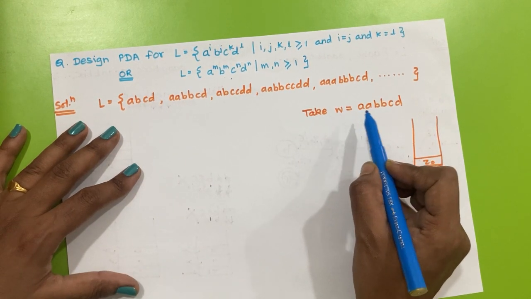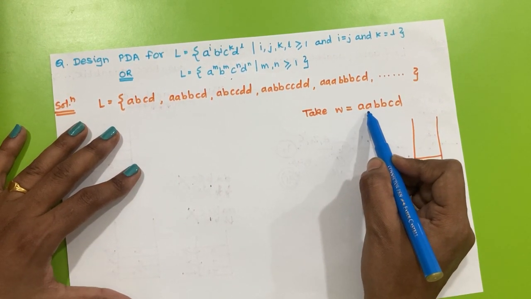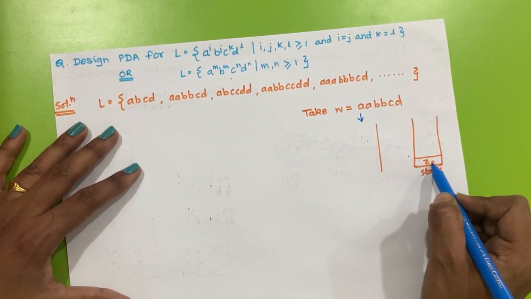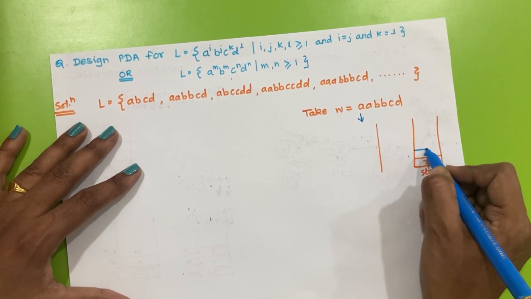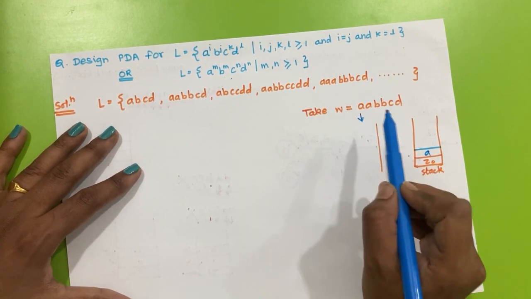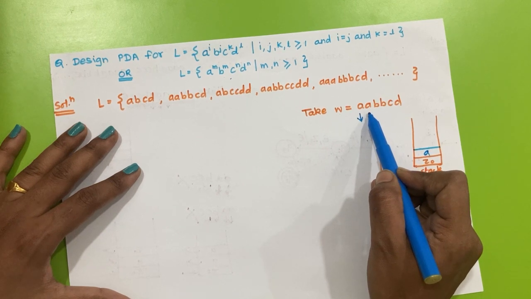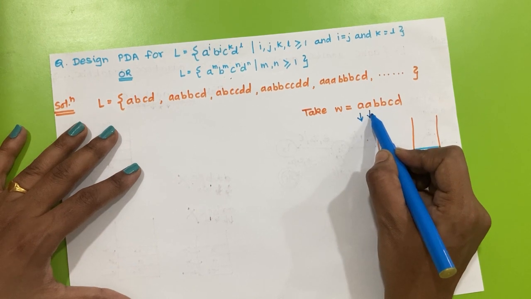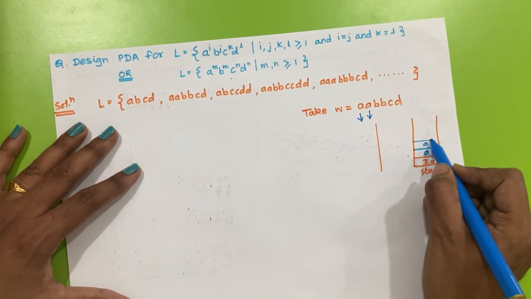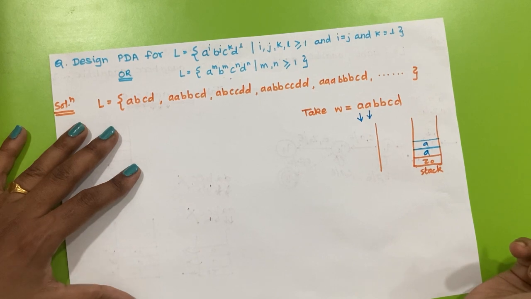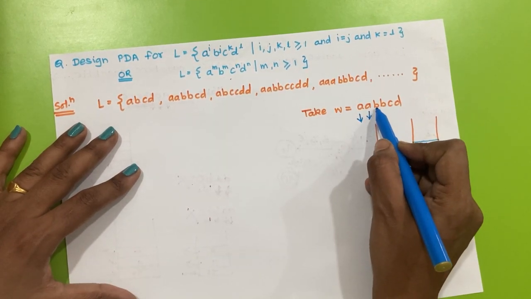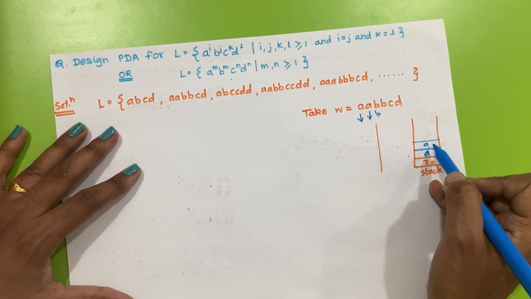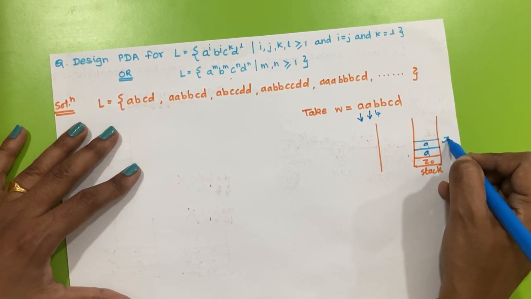Here I will push all A's onto stack. For first A, top of stack will be Z0, then A will get pushed onto stack. Now when we are reading input symbol A again, at that time top of stack is A. So this will also get pushed onto stack. Now our stack contains double A. Now when we read first B, at that time if top of stack is A, then and only then we have to perform pop operation. Means what?